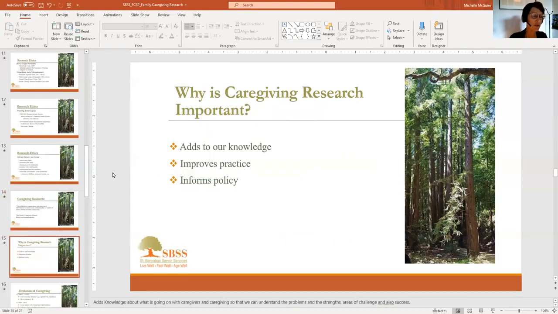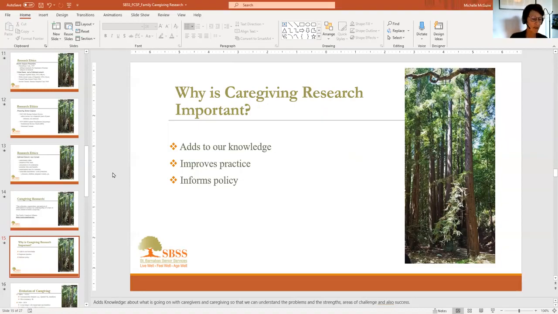So why is caregiving research important? Well, it adds to our knowledge about what's going on with caregivers and caregiving so that we can understand problems and strengths, areas of challenge, and also successes. It improves practice because it provides information on how well treatments or care are working and how they could improve.